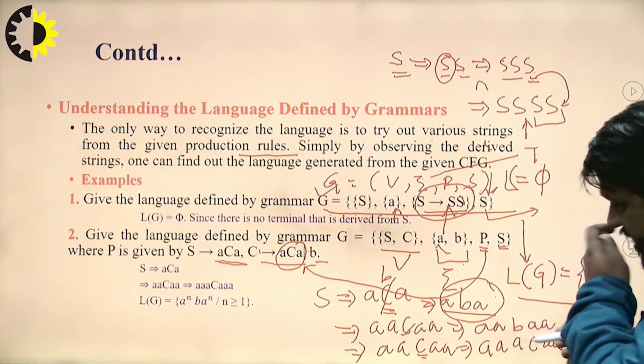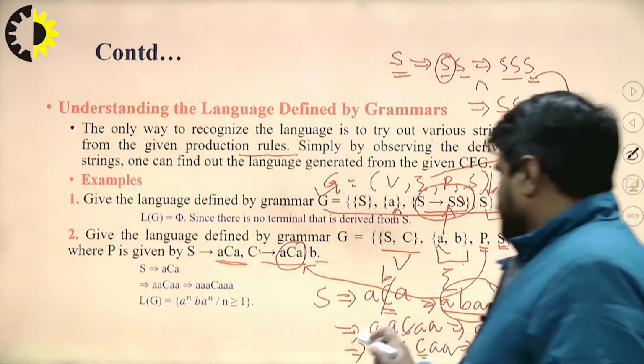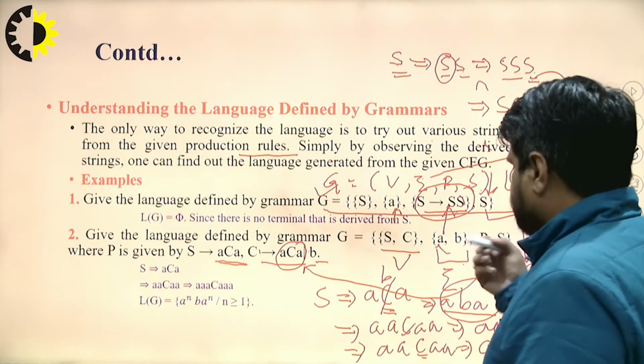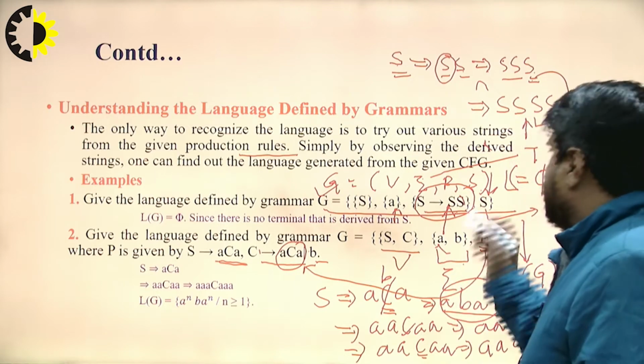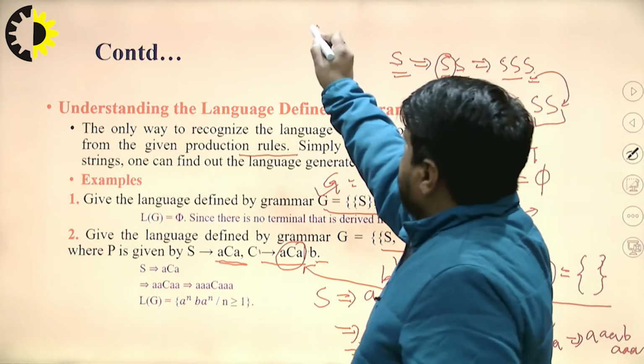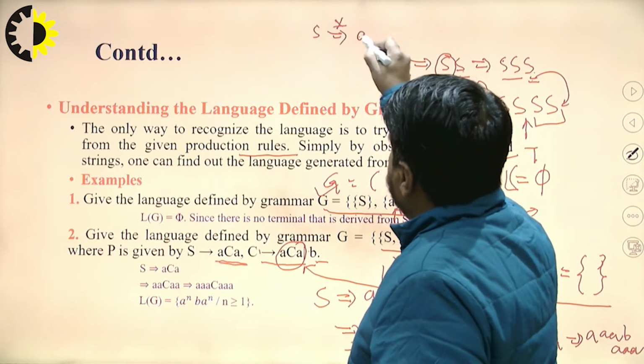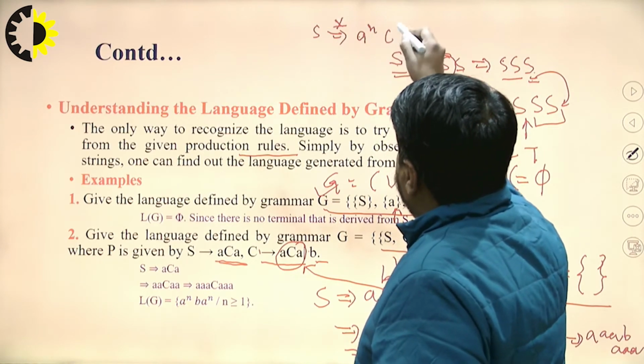So you can see, if you repeat this procedure n times, then you will get S derives, in zero or more steps, a^n C a^n, and then a^n b a^n.